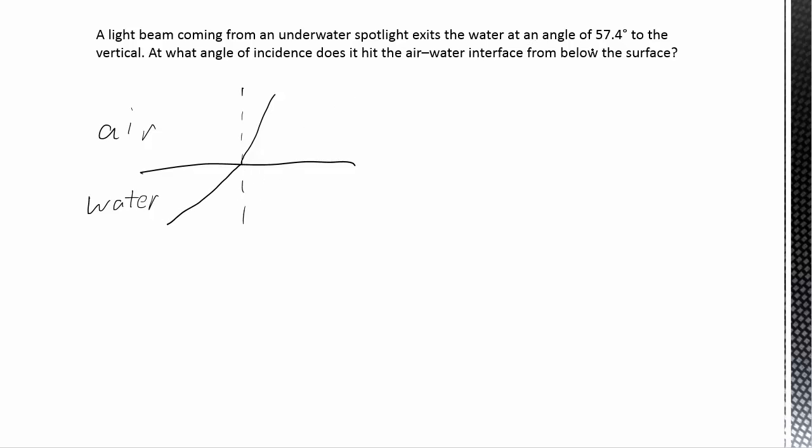Okay, and we're given the angle at which it exits the water. So this angle here is 57.4 degrees, this guy here. And we want to know the angle here, the incident angle at which it left the water. So we're going to use Snell's law for this, which is n1 sine theta 1 equals n2 sine theta 2. And it doesn't really matter which one you plug in on which side, but I tend to plug in where the light was coming from on the one side.